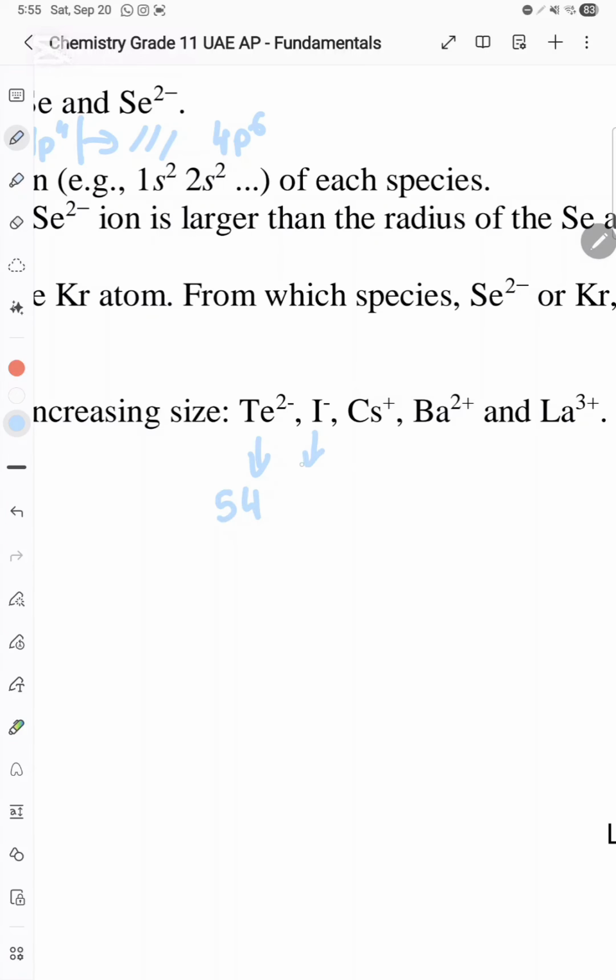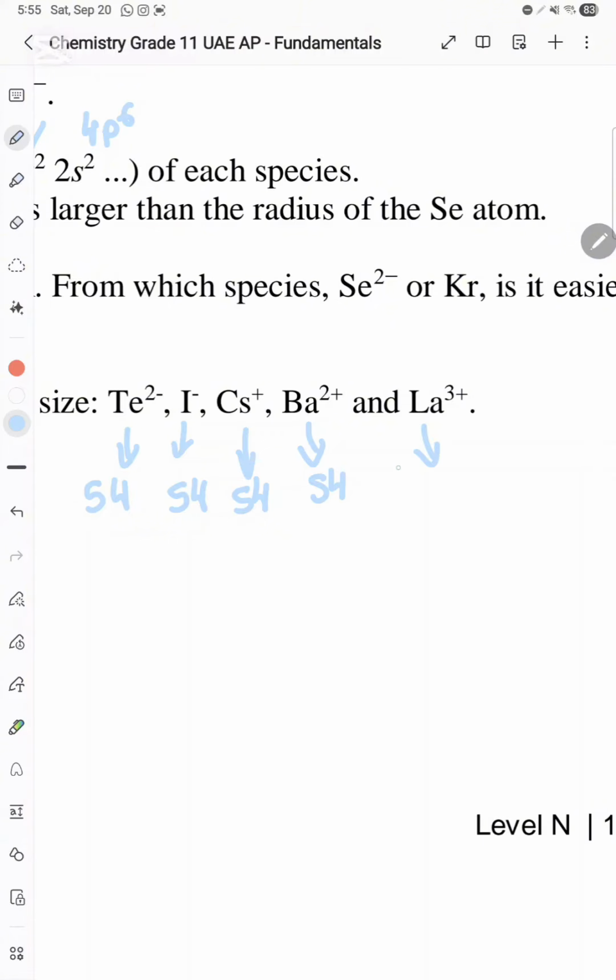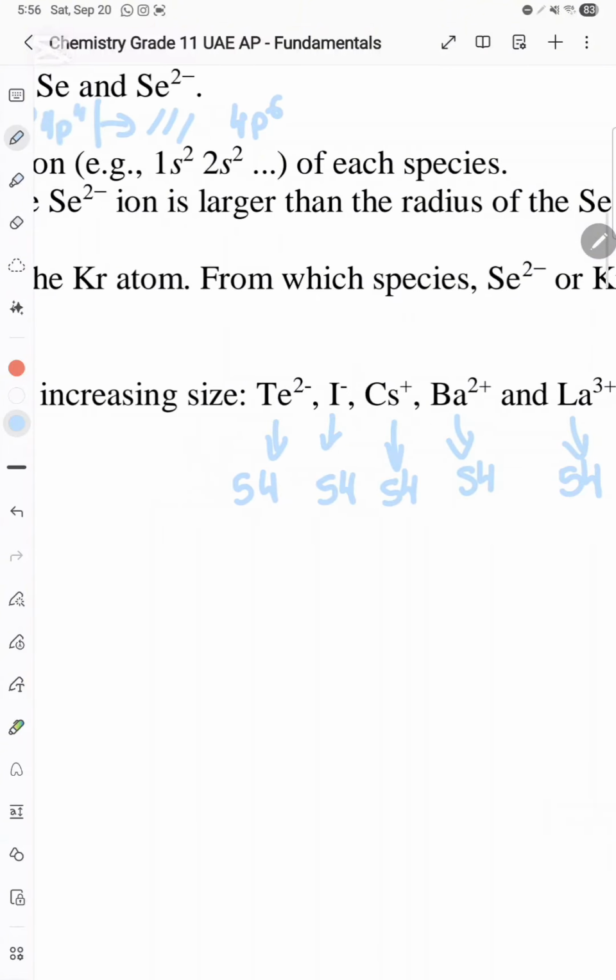I minus is also gonna be 54. Cs plus is also gonna have 54 electrons. Ba2 plus 54, and La3 plus is also gonna be 54. So they are all isoelectronic. Now we need to look at their charges.